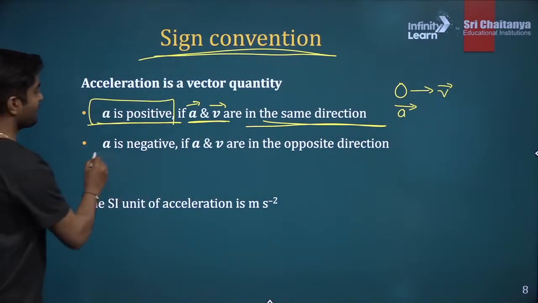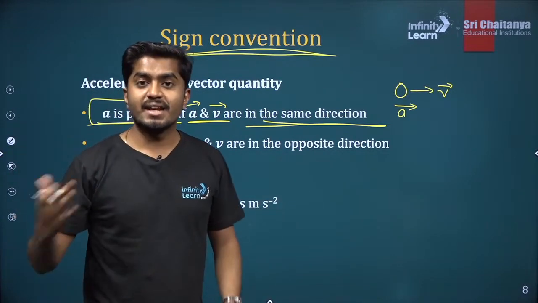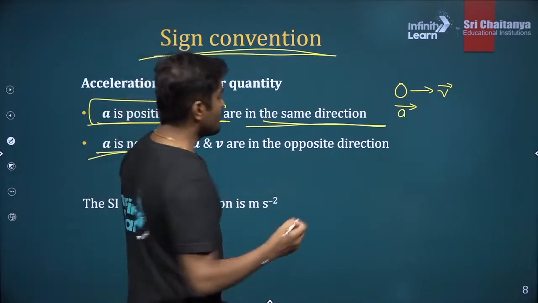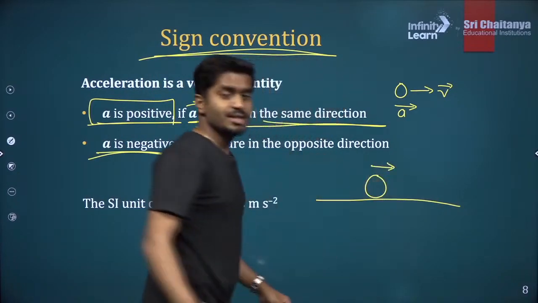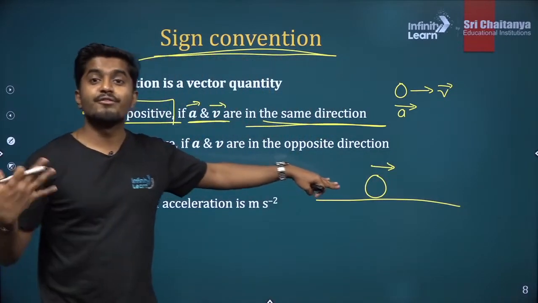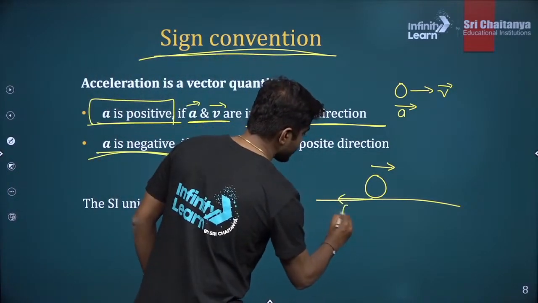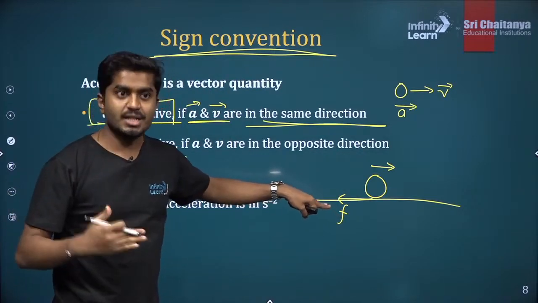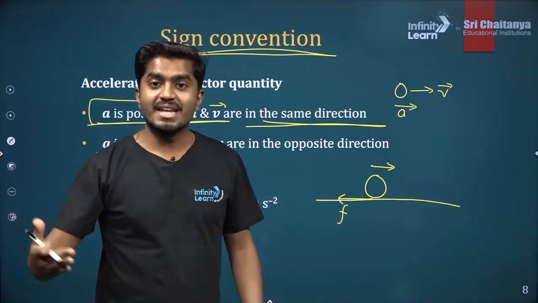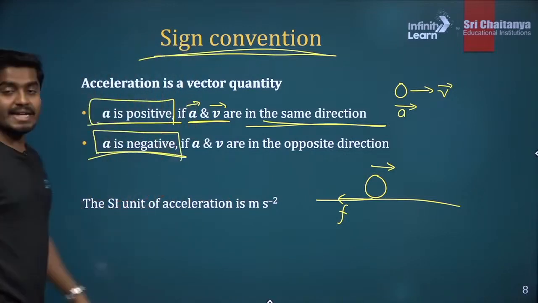And when it is negative, let's suppose velocity and acceleration are in the opposite direction. When do you see this kind of case? If an object is moving in this direction, and let's suppose there is friction. Because of the friction, there is a frictional force, so acceleration is in the opposite direction. If the acceleration is in the opposite direction, we say that acceleration is negative.